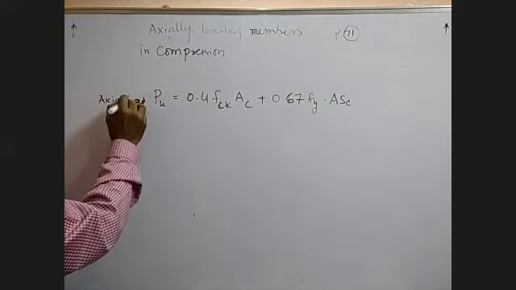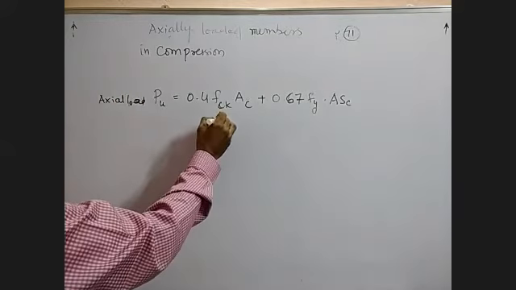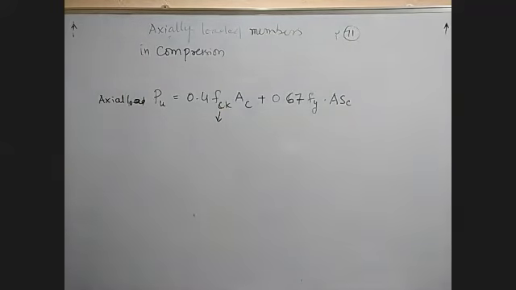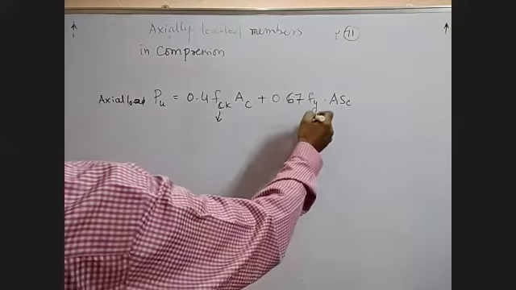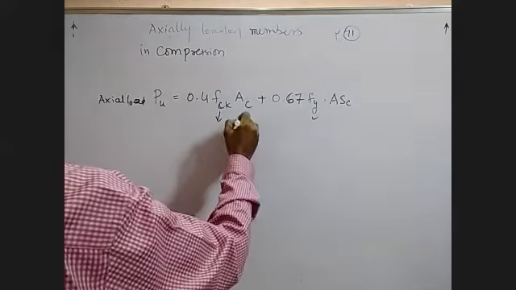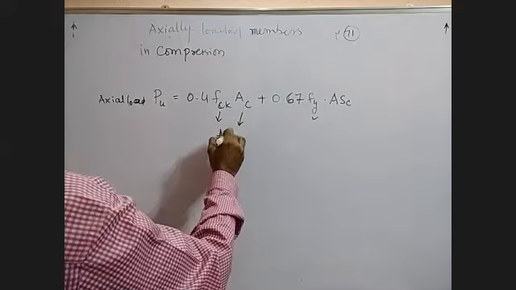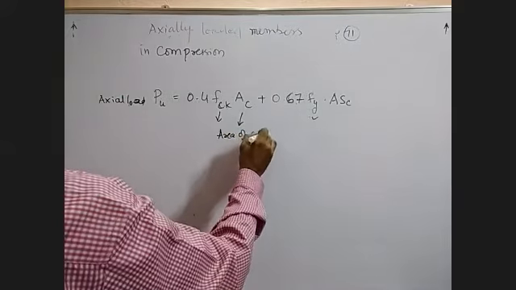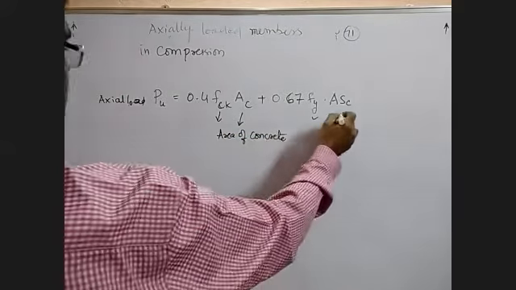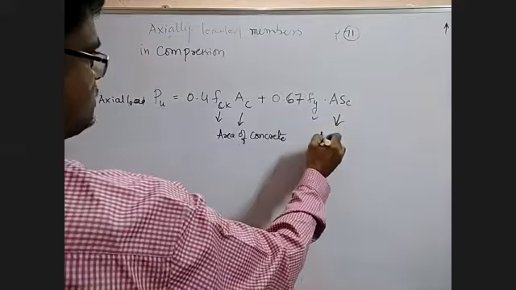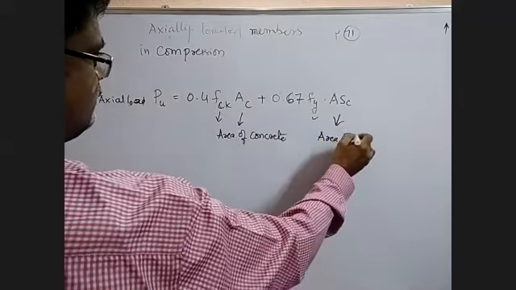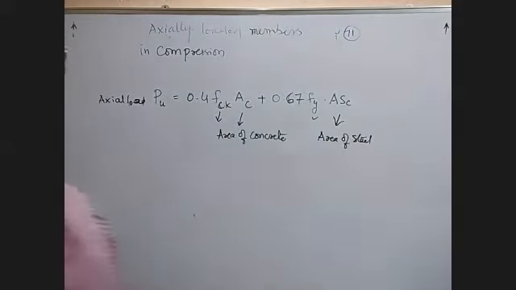Pu is the axial load. fck is the characteristic strength of the concrete. fy, you know, I did not explain. Ac is the area of concrete, and Asc is the area of steel. That's a small formula. It is there in your code book, page number 71. So for solving problems in RCC, you should know the page numbers in the code book.